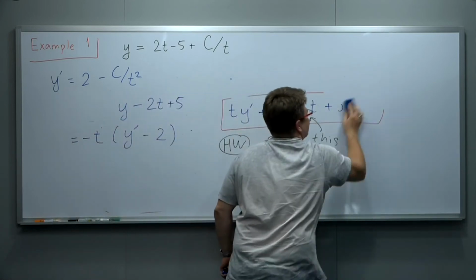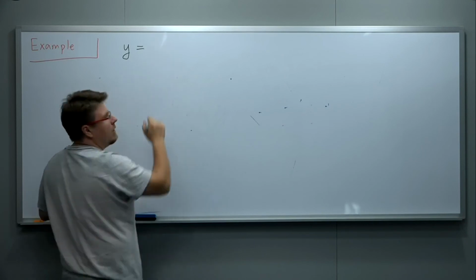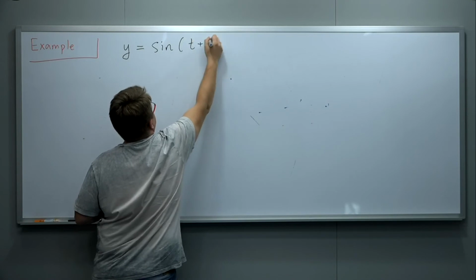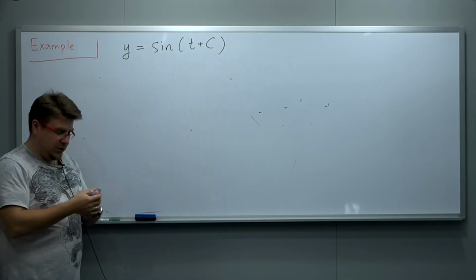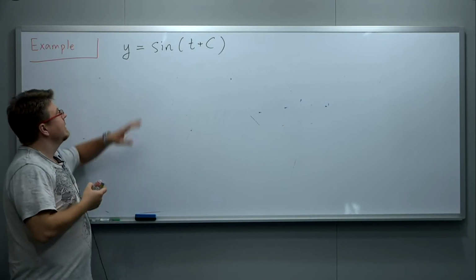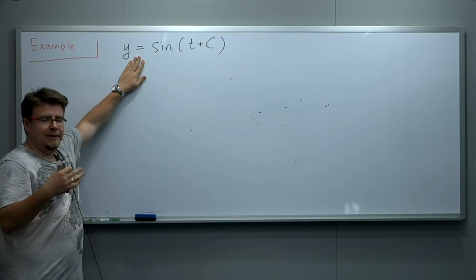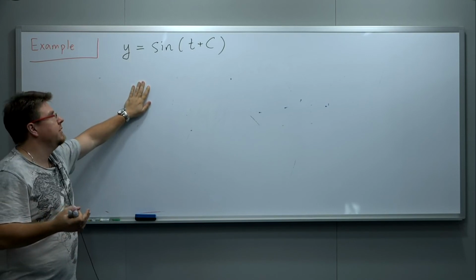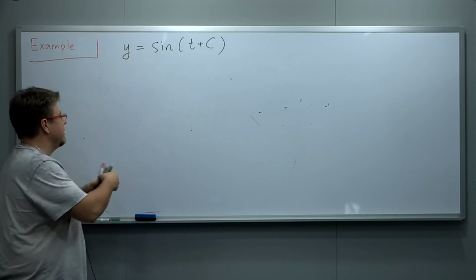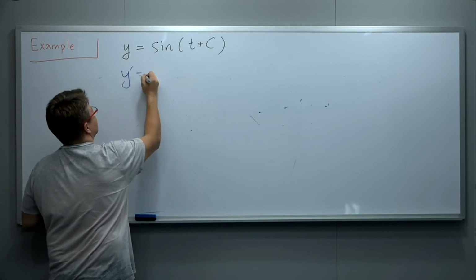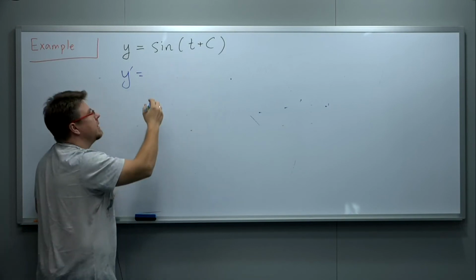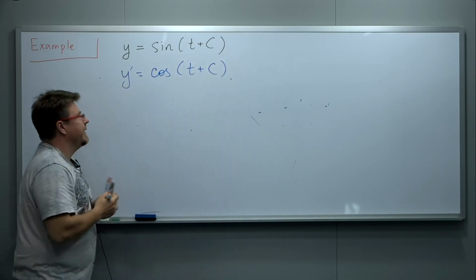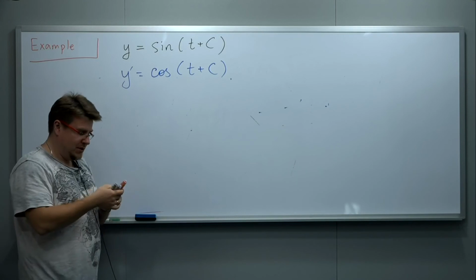So let me give you another example. We need to construct a differential equation whose general solution is sine of t plus constant. So how do we do that? Again, this is the general solution. A differential equation relates an unknown function and its derivative. This is the unknown function, so we need to find its derivative. y prime equals, differentiating with respect to t, cosine of t plus c. And then we need to exclude c from these two equations.